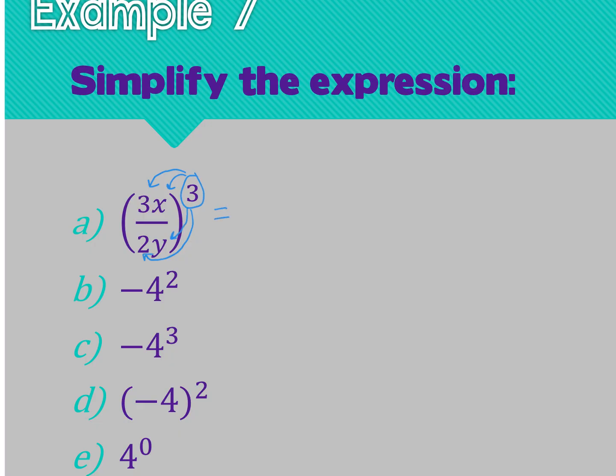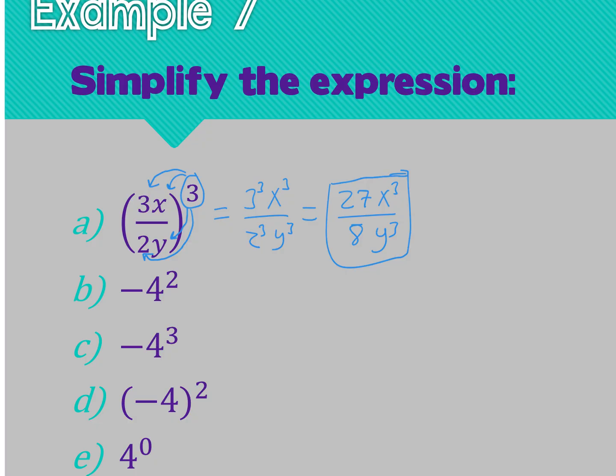So I'm going to distribute that exponent everywhere. This is going to become 3 to the power of 3, x to the power of 3, over 2 to the power of 3, y to the power of 3. And 3 to the power of 3 is 27 x to the power of 3. 2 to the power of 3 is going to be 8 y to the power of 3. And that's fully simplified. You can't simplify 27 and 8.